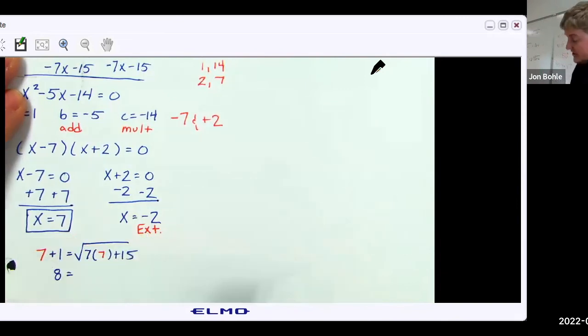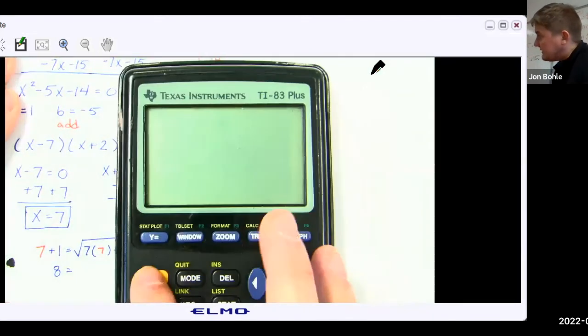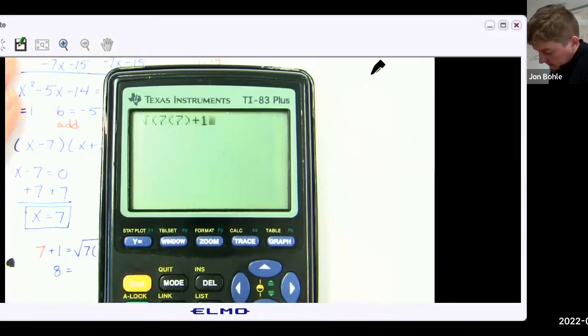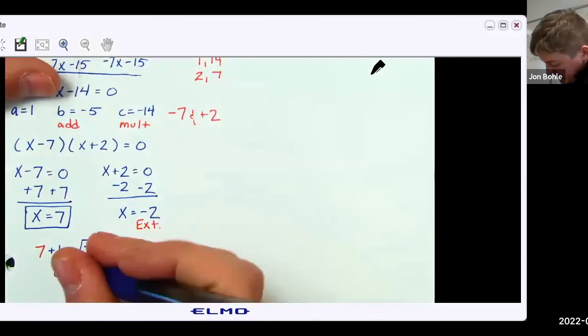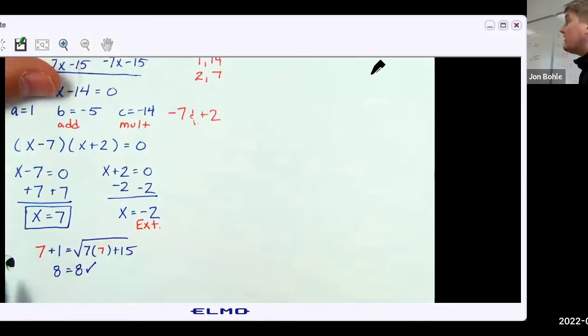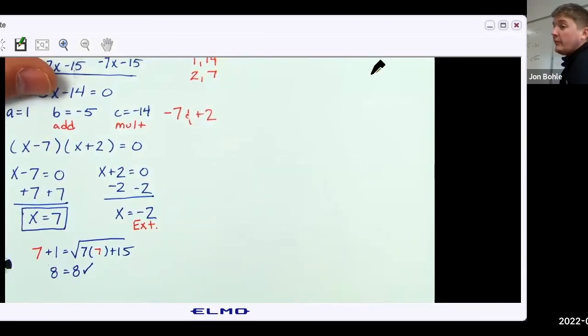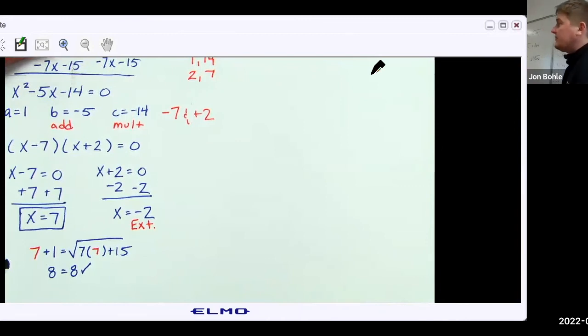And then this here, I'm probably just going to type in my calculator. So I'm going to do my square root symbol, second x squared. That'll get you your square root symbol. And then do that 7 times 7 plus 15 underneath the radical symbol. And I get 8. So both sides equal out to the same number. So that means I know 7 is an answer. And you do need to check both answers because it is a possibility for both answers to be true answers. Not sure about both extraneous. I'd have to do some more thinking about that.